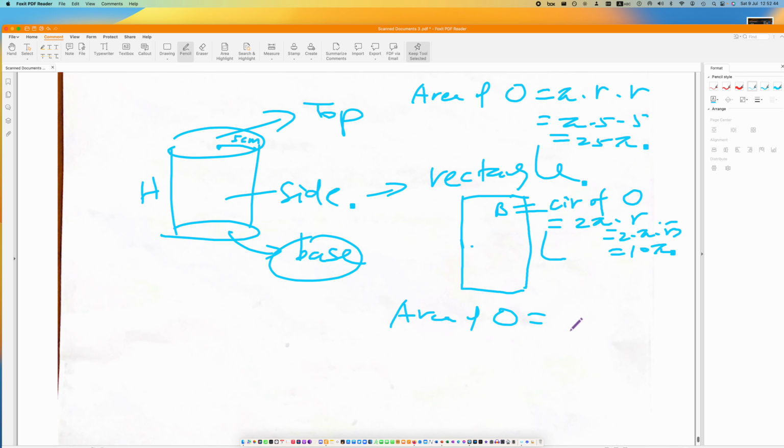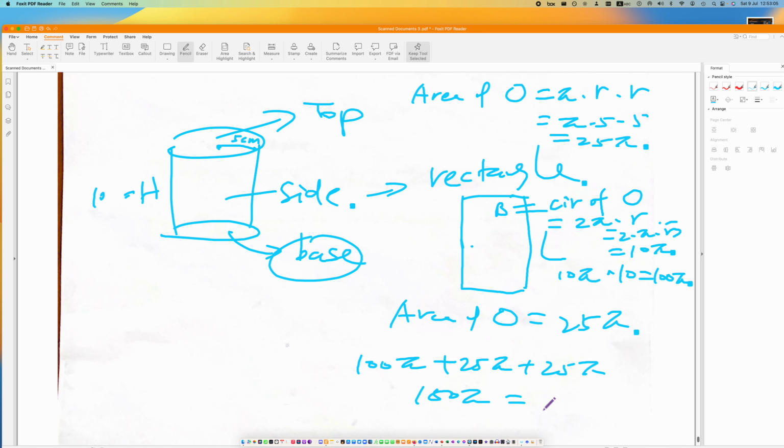Area of circle is 25 pi. So let's say the height is 10. So you use 10 pi, which is the breadth, which is also the circumference of the circle. You times the 10, which is the length. So it's 100 pi. Just add. 100 pi plus 25 pi plus 25 pi, add up 150 pi. Then use calculator, 100 pi times 3.14, no need. That will give you the surface area. We are talking about area.